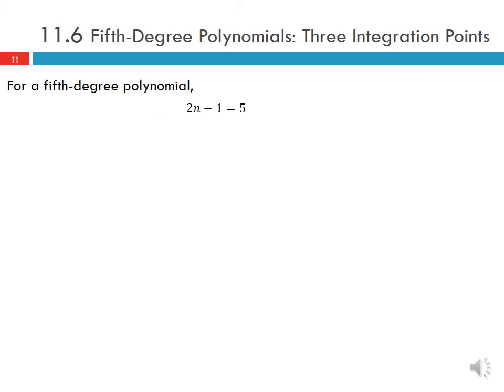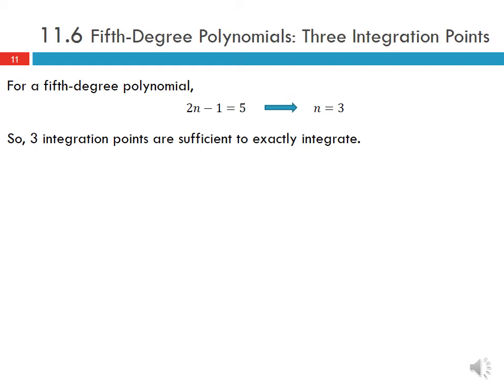For a fifth degree polynomial, we have 2n minus 1 is equal to 5. So this means n is equal to 3. So 3 integration points are sufficient to exactly integrate a third degree or a fifth degree polynomial.